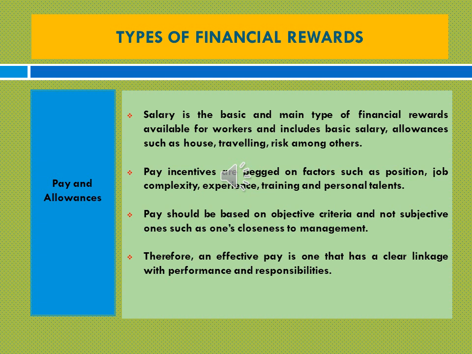Let's begin our discussion of the various types of financial rewards by looking at pay and allowances. In this case, we want to look at pay and allowances as a type of financial rewards. Salary is a basic and main type of financial rewards available for workers, and it includes basic pay, allowances such as house, traveling, risks, among others.